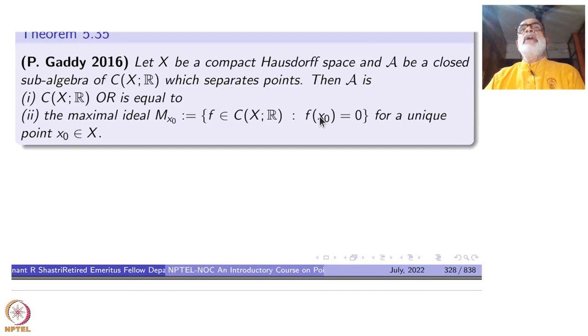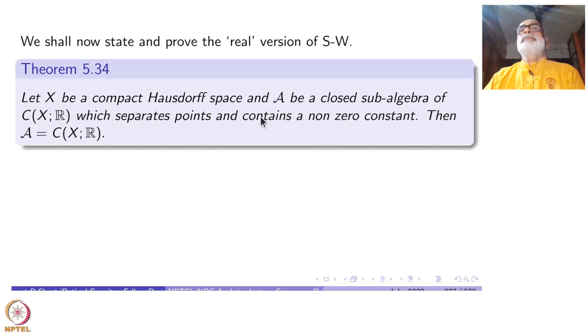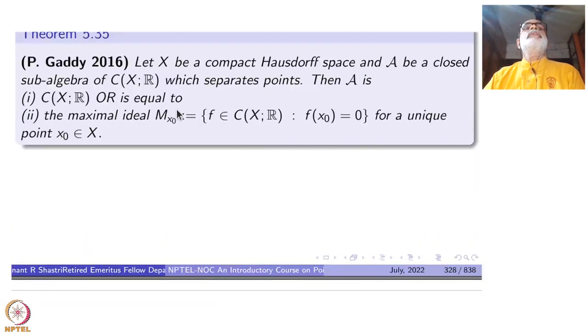So what should happen if we assume that there are no non-zero constants? Then we must be able to conclude that this A is nothing but M_x0, namely we must find some x0, exactly one point, such that all the functions will vanish at that point, and A will be precisely equal to that. This is an ideal, because if f is such a function, then for any g inside C(X,R), g times f will also vanish. That is the meaning of it being an ideal. It is a maximal ideal because the moment you take anything which is not zero at x0, you can produce a non-zero constant, and once you do that, the identity element will be there, so it will be the whole of C(X,R).